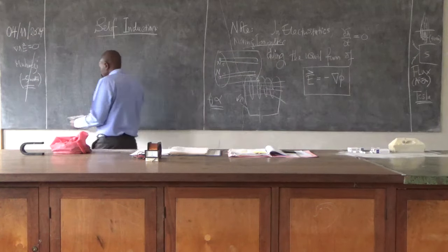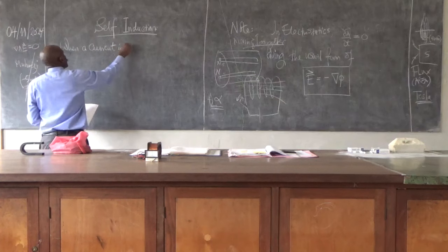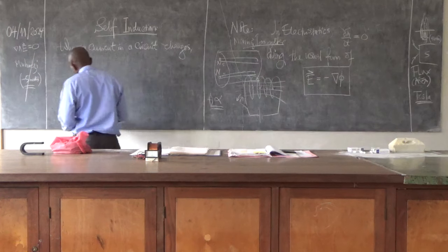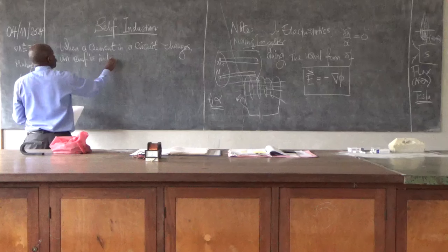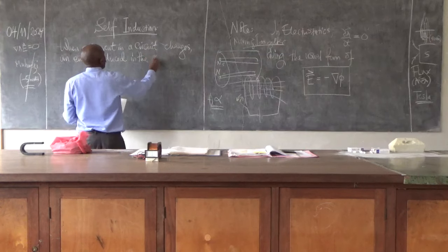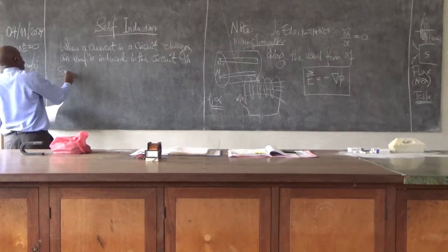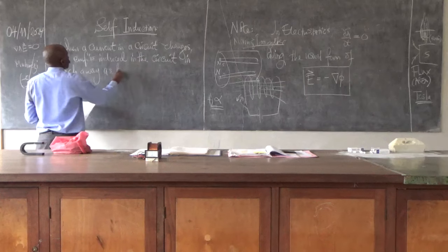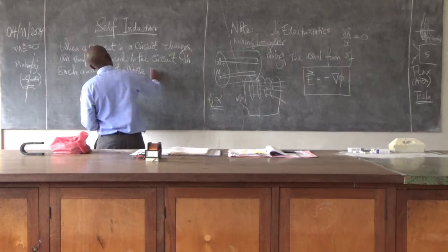So when a current in a circuit changes, an EMF is induced in the circuit in such a way as to oppose the change causing it.